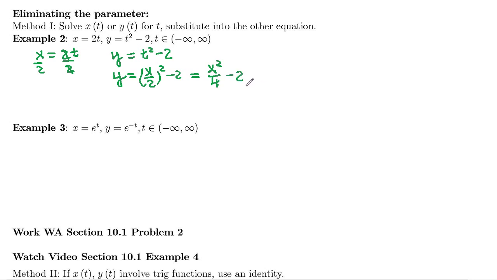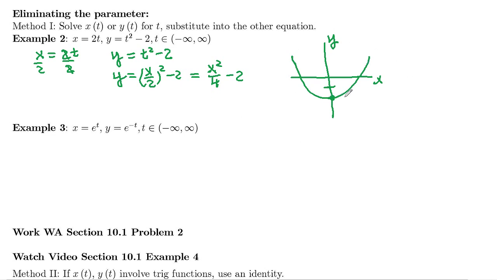So this is a parabola that is multiplied by 1/4. That's a vertical compression, and then shifted down 2 units. If you were to sketch this, it has a y-intercept at -2. That's when x is equal to 0. And it looks like a parabola that opens upwards. That's the graph that we saw before.